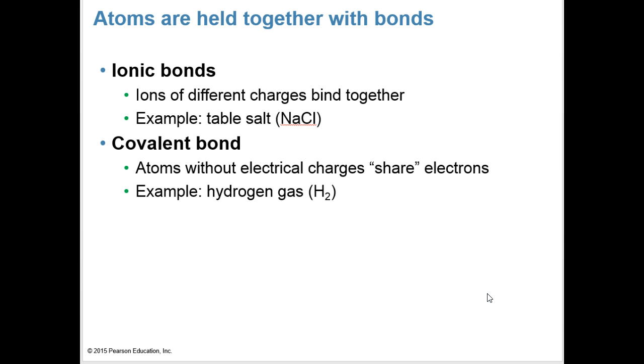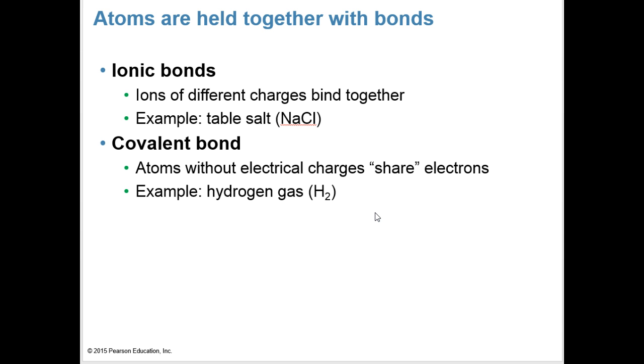Atoms that are not stable, that are looking to form bonds because their last energy levels are not full of electrons, will often form two different kinds of bonds. One of those is called ionic bonds. Sodium chloride or table salt is a good example of an ionic bond. In an ionic bond, there are different charges that hold these atoms together.